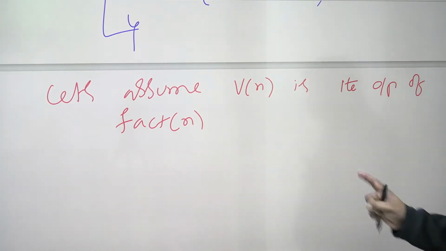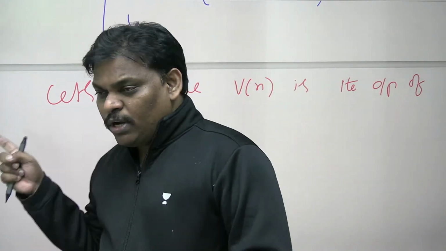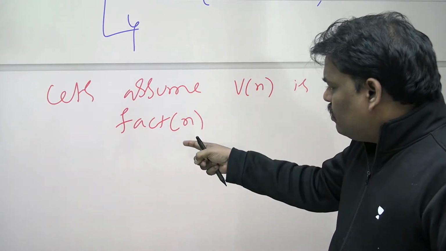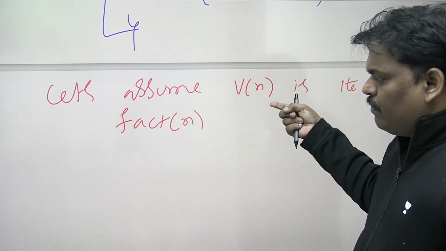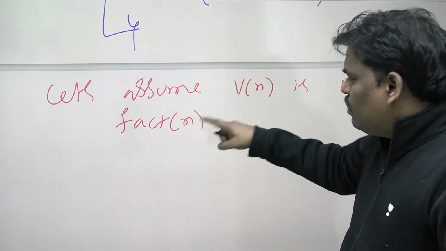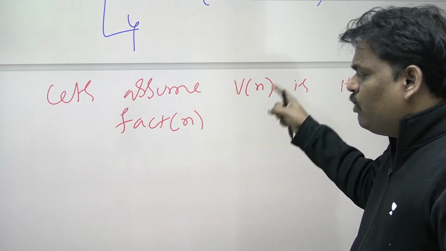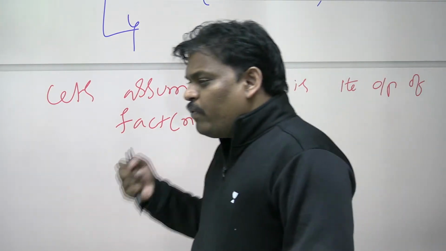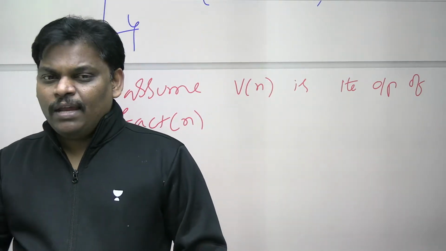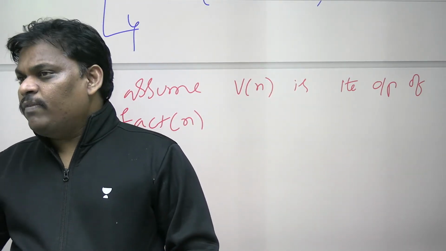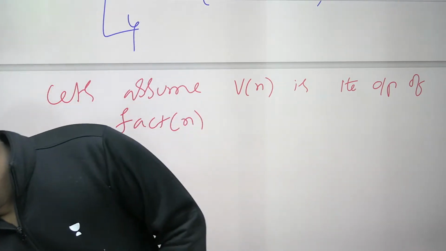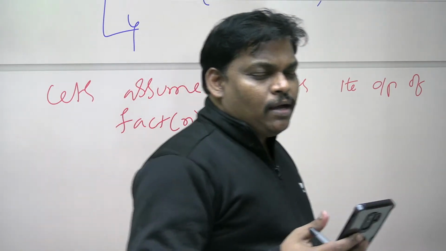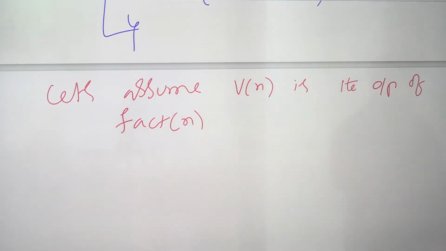Those people who are watching this, please give the answer to me. Let's assume fact of n output is V of n. If you believe this statement is right, fact of n output is V of n. Fact of n minus 1, what will be the output? I want an answer.